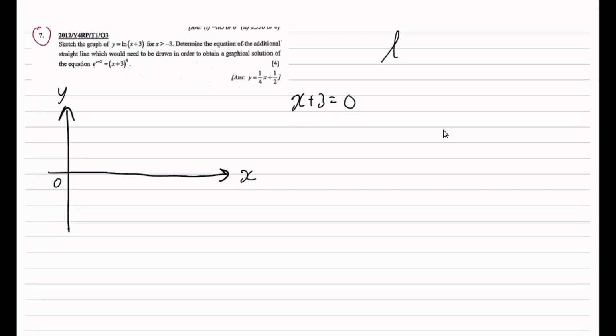So maybe you should remember it like this. ln, I like ln because it's easy to write, of happy face. The vertical asymptote, just set the happy face equal to 0.